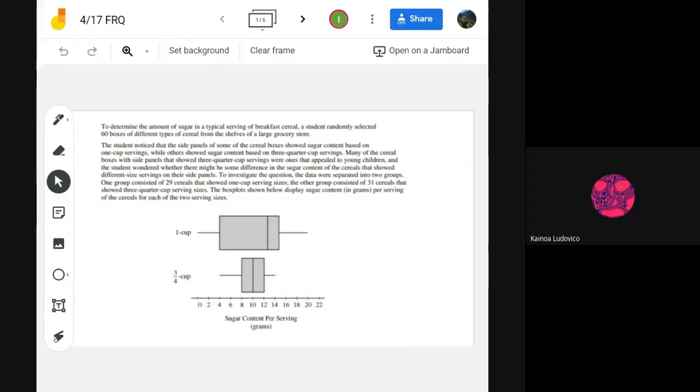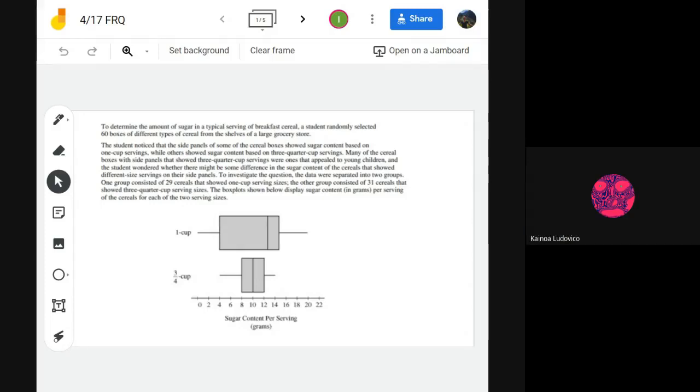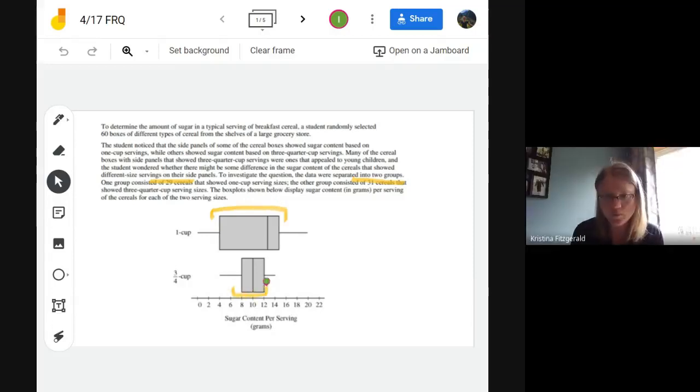I always like to look at numbers. So we have one group consisted of 29 cereals, and the other one was 31. I just see the box plots that stand out to me the most, of course, since they're the pictures, but the spread looks like it's more than the other one on top. Oh yeah, one box has definitely got more variation. That's a good thing to note.